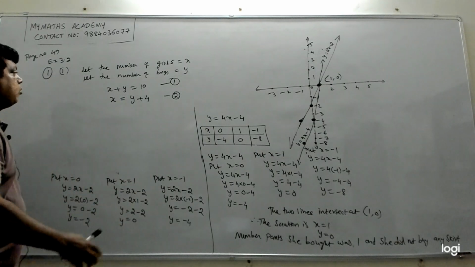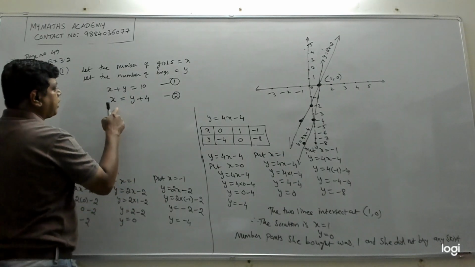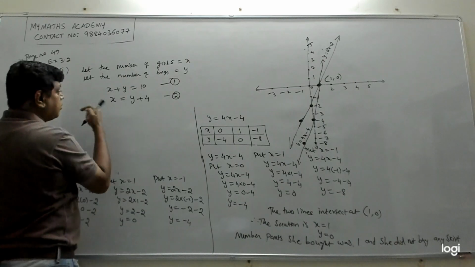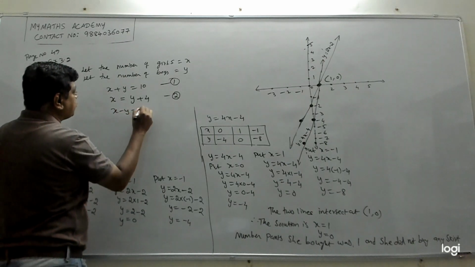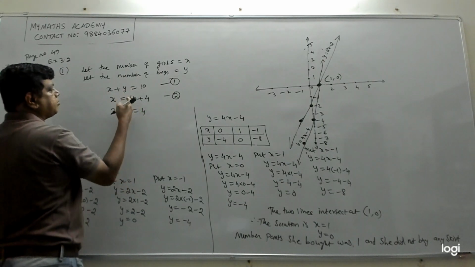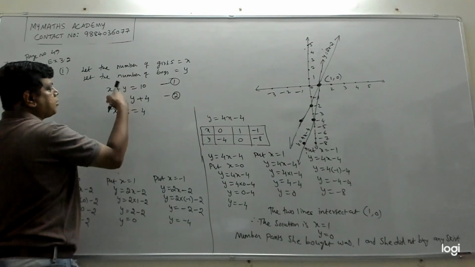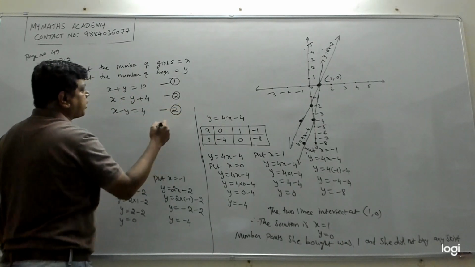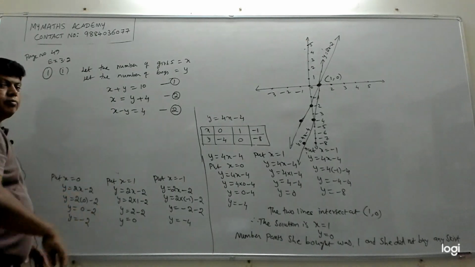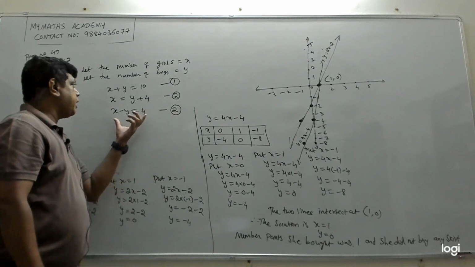Now we can rearrange this if you want. We can write this as x minus y equal to 4. This y will come this side, and the 4 will come to the other side. So it is again the same second equation only. I am rewriting it, so I am keeping the same name, second equation. This y is coming here.